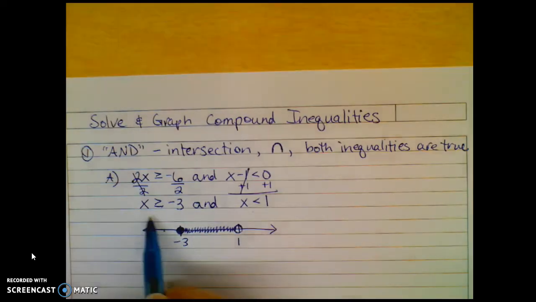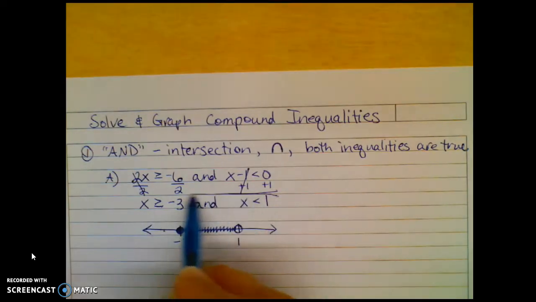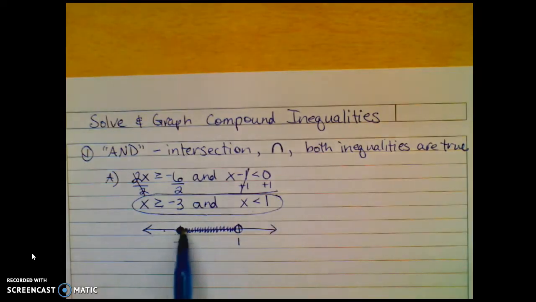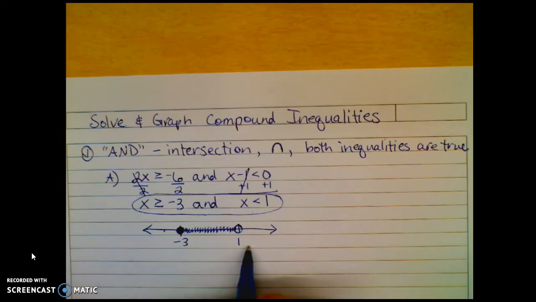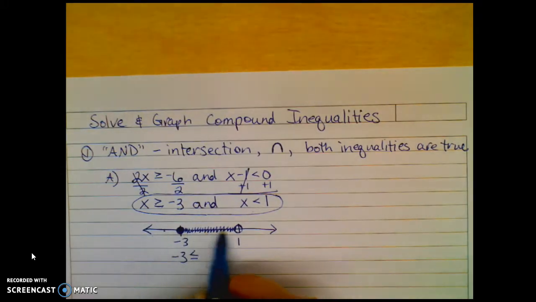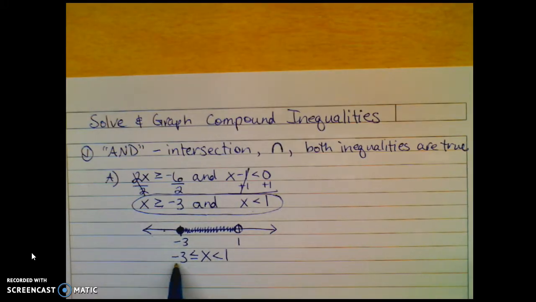Okay, so our solution is algebraically this, graphically is this, because this is an infinite amount of solutions. We could also write this as like a left to right or a low to high kind of inequality. So negative 3 is less than or equal to all of these solutions, which we're going to call x. And all of these solutions are less than 1. So this is another way to write it.